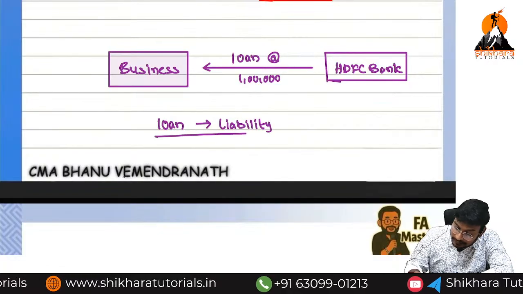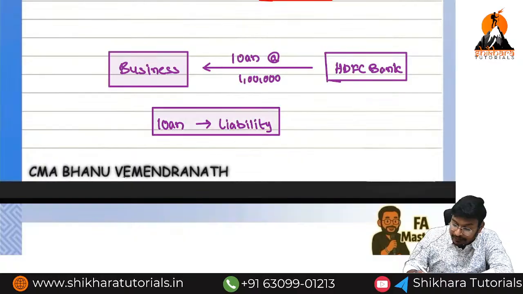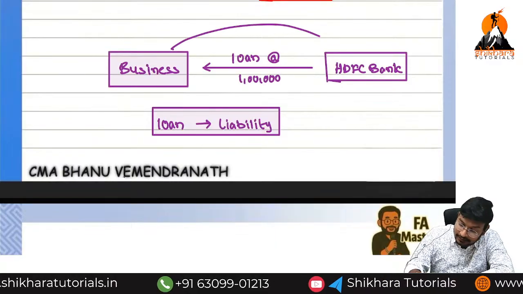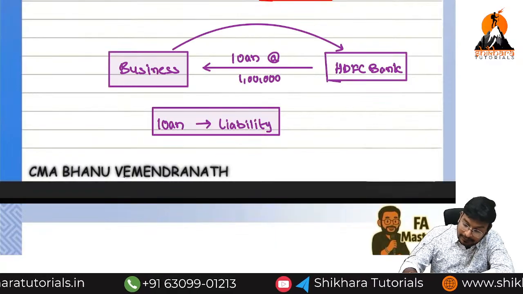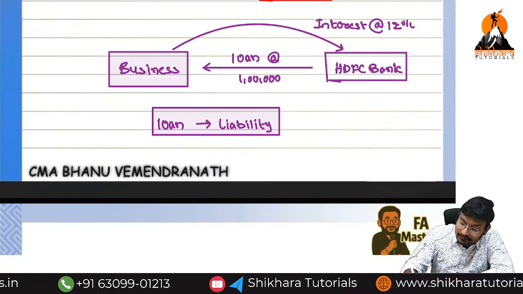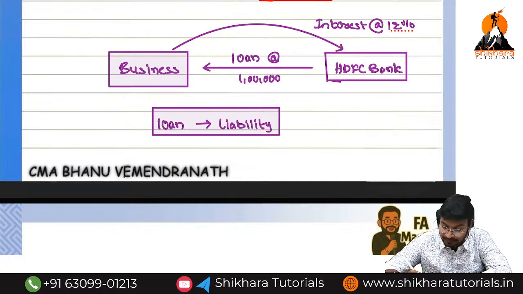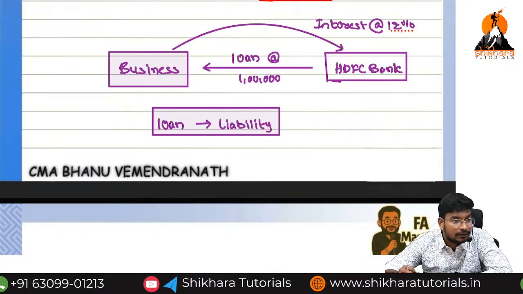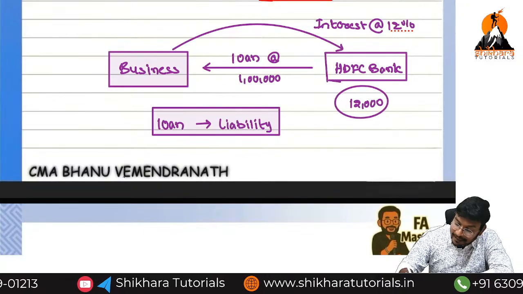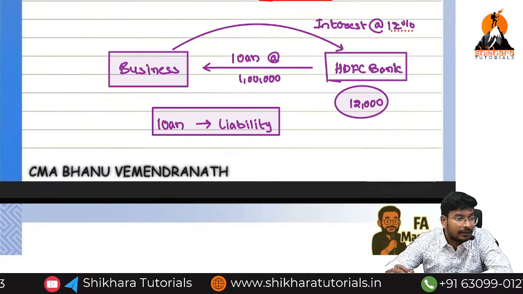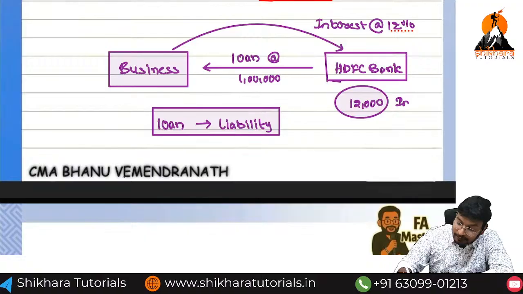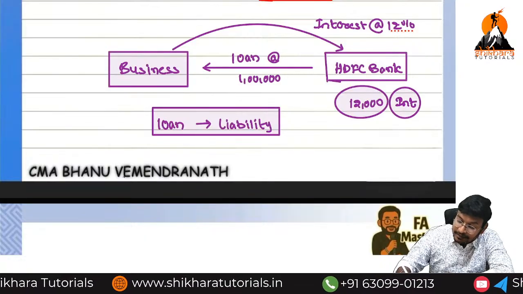On this loan, what do we need to pay? We need to pay the interest. Every year we need to pay interest to the bank. Imagine interest at the rate of 12%. So 1 lakh into 12% means how much? 12,000. This 12,000 we need to repay, or will the bank pay us? We will pay, every year. So this is nothing but interest. This interest is an expense.